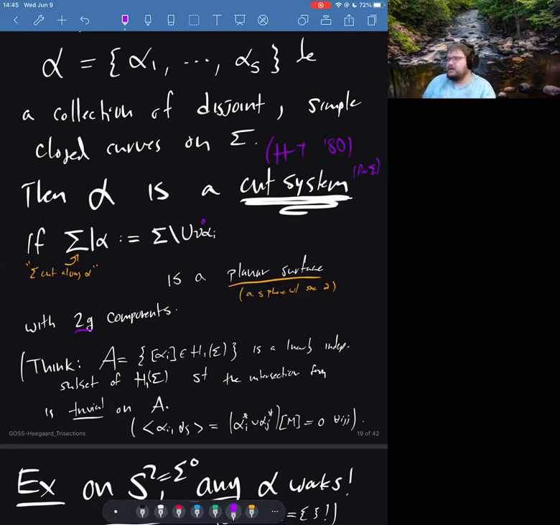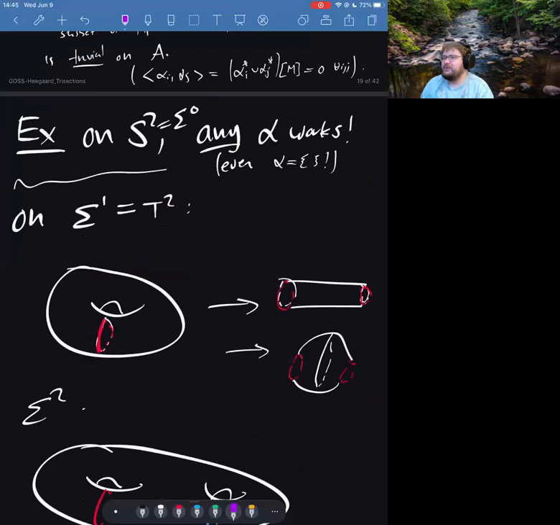So let's think of some cut systems and just explore what they are. So on S2, any alpha works, particularly the empty set works. Algebraically, H1 is 0. So pick your favorite element of 0. Wow, that's a linearly independent subset.